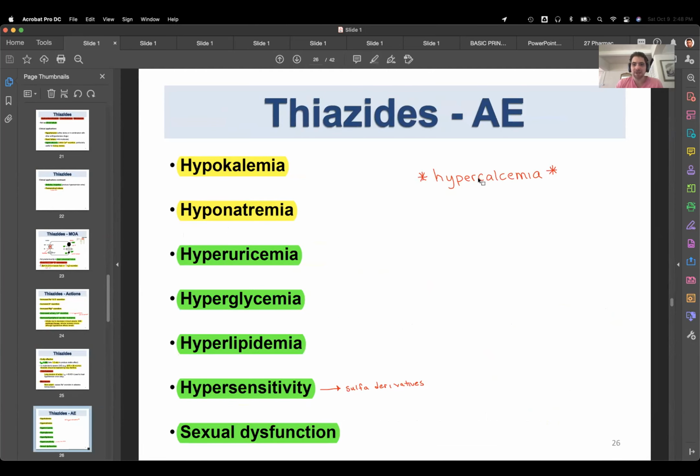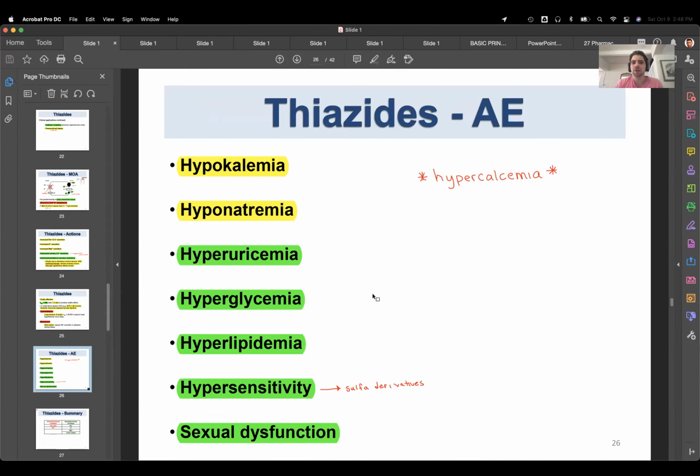All right, so again, hypercalcemia, if it's not written on your slide, that would be the big one to know. And then, the mnemonic for this is GLUX. Let me just put it here for you guys. GLUX. So it causes hyperglycemia, lipidemia, uricemia, hypercalcemia, and hypersensitivity.